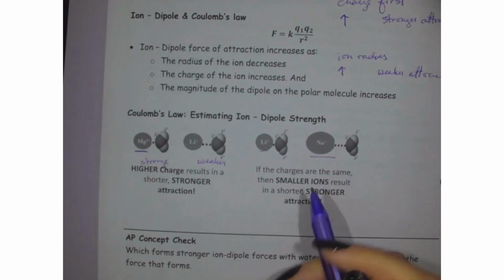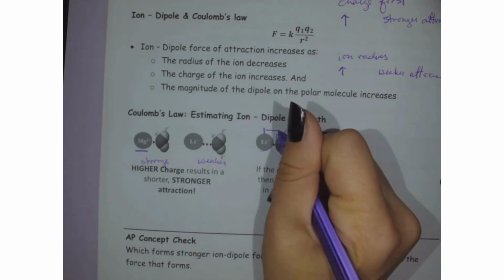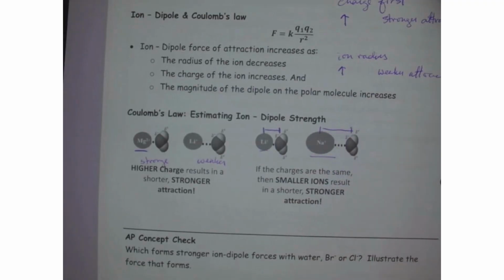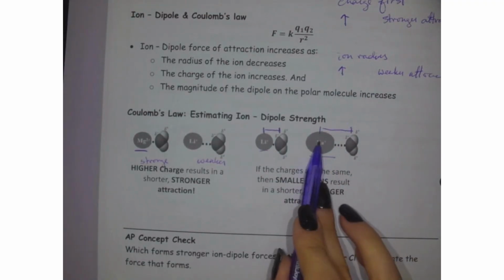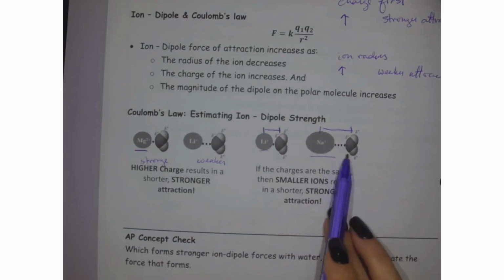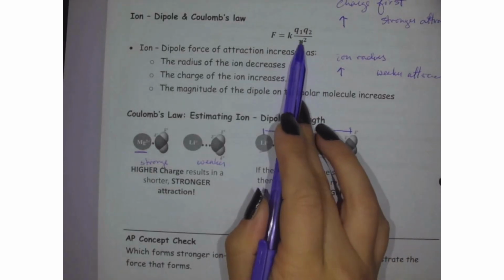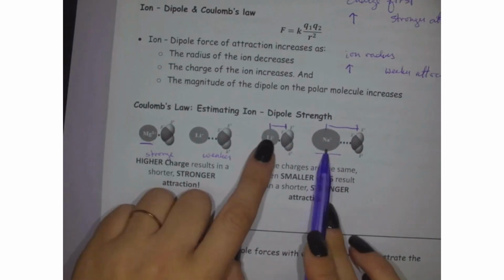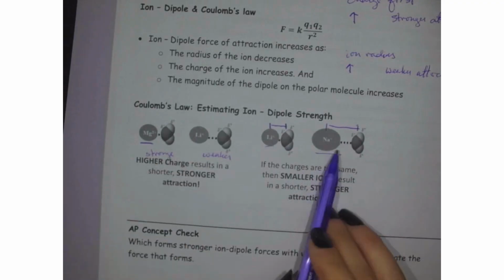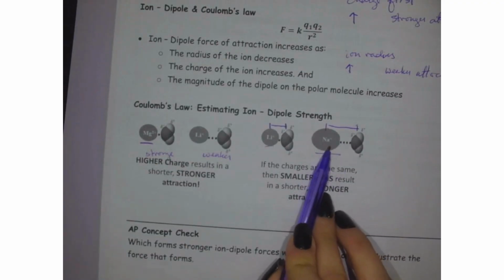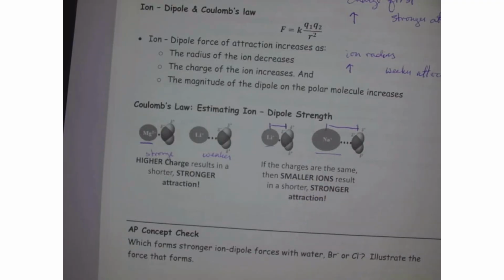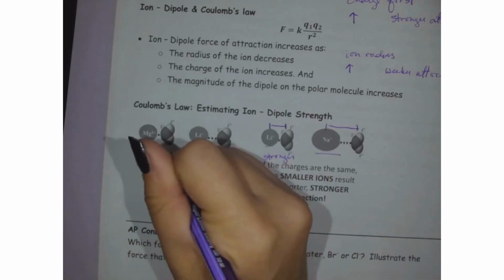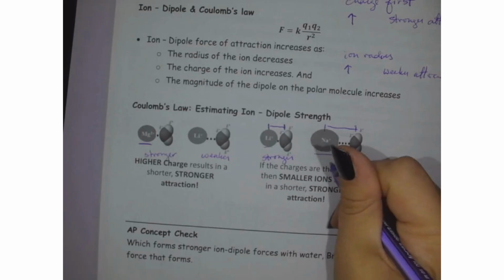Now this makes sense because look at the distance between the small one and this molecule, and then look at the distance between the big one and the molecule. By the fact that the ion is bigger, it means that it's going to be further away from that molecule. And we know that when the distance is big, the attraction is small. And so if they have the same charge, then we look at the radius. The larger the radius for the ions, the weaker the attraction. So that's why smaller radius is stronger attraction, larger radius is weaker.